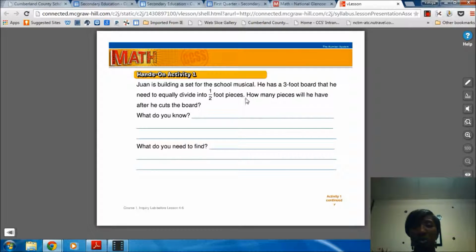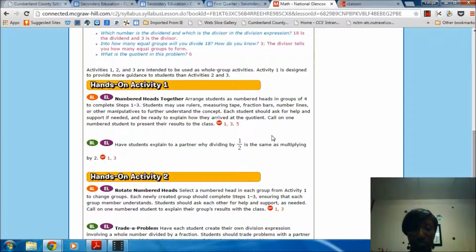I'm going to pull this question back up. So it says, Juan is building a set for the school musical. We already asked them what they know. Again, ask them that. Ask them what it means to equally divide something into half-foot pieces and go from there. But again, refrain from giving them the answer. Just ask those probing questions that will pull out the pieces they know and what they need to find.